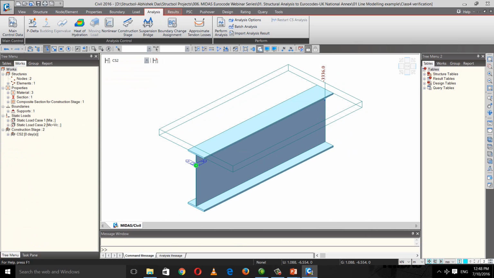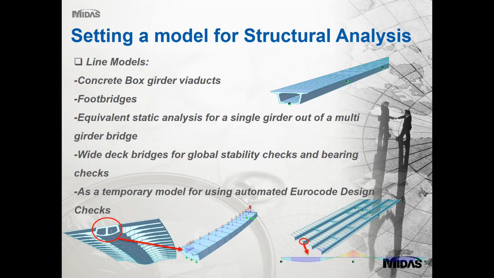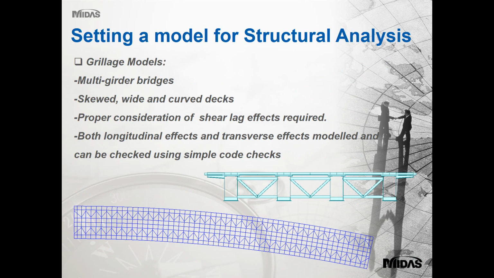model, the software can now give automated design check results, which was earlier not possible directly when you used a plate model. So earlier we had to use Excel sheets to design the composite sections or any other type of section, which can tend to be time consuming and may lead to mistakes, human errors. Okay, so that's where typically the line models are used.